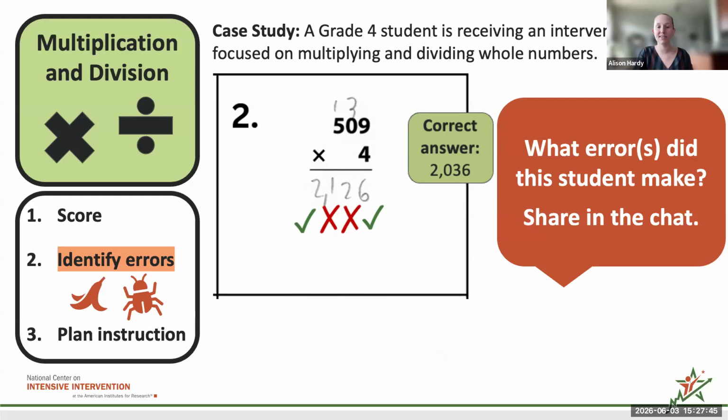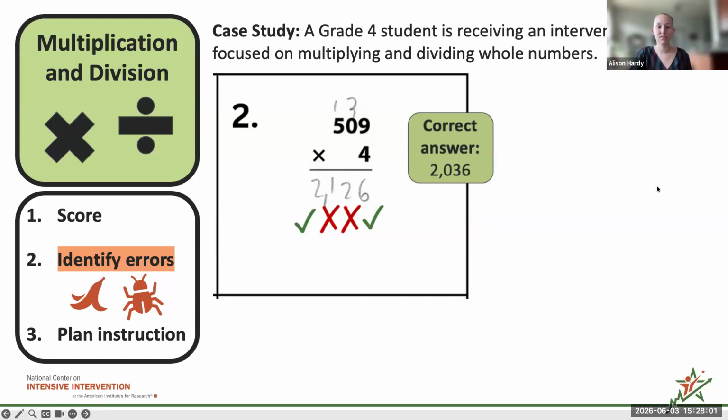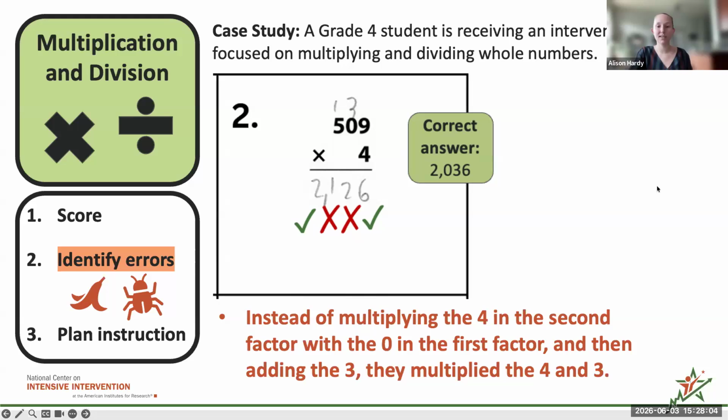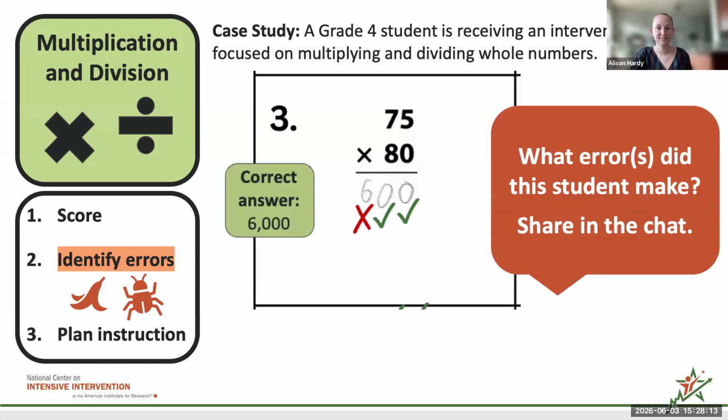multiplied, yes, okay. So first they multiplied 4 by 9, but then instead of multiplying 4 times 0 and adding the 3, they multiplied 4 times 3. Excellent. So instead of multiplying the 4 in the second factor with the 0 in the first factor and then adding the 3, they just multiplied the 4 and the 3. Let's take a look at the second example here.